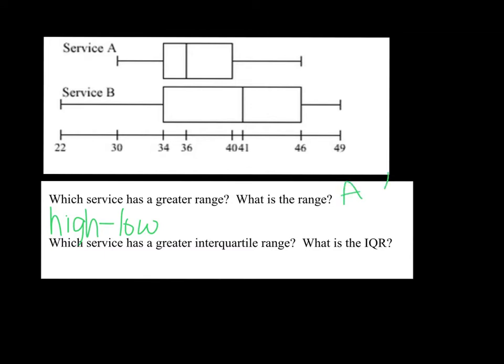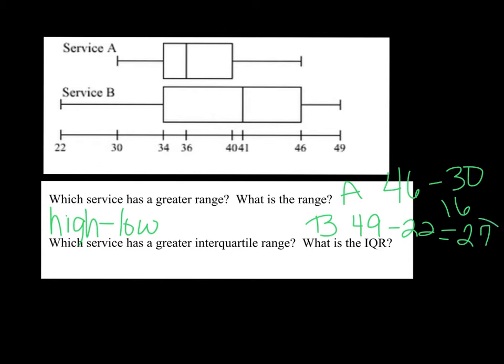So let's take service A. My highest number is about 46. My lowest number is 30. So my range is going to be 16. Okay. If we take B, highest number is 49, lowest number is 22, which gives me 27. So my highest or greater range is going to be B.